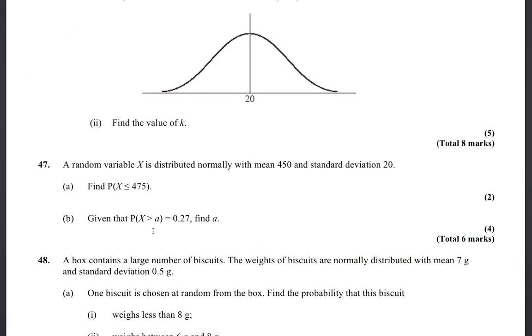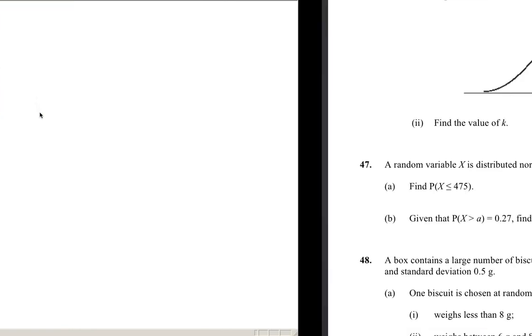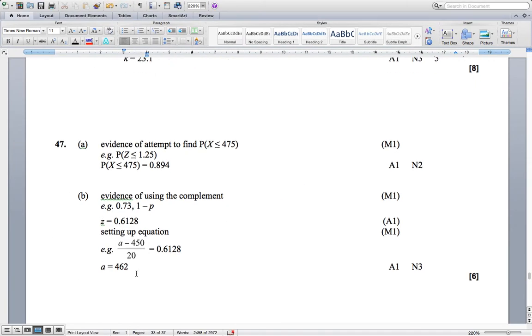So let us check. Here P of x more than A, so the tail will be on the right hand side. So exit, inverse normal, tail is on the right, area is 0.27, sigma is 20, and mu is 450. So the answer is 462. Let's check. Yeah, that is correct. 462.